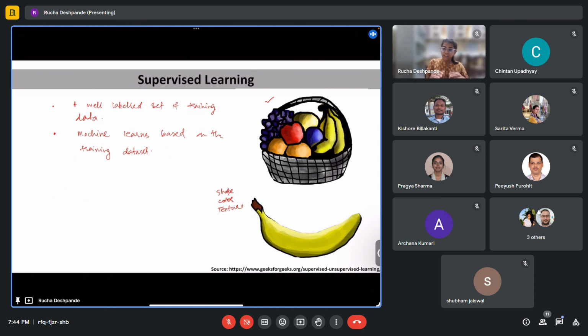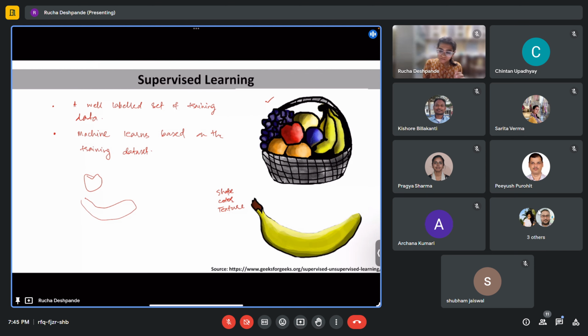So the machine would be given a set of training data sets. For apples, it would be told that any object which appears red or round has this shape, or for banana it would have an elongated shape and appear yellow. So based on different characteristics of the training dataset, the model would learn to identify different objects, and then it would classify based on its training dataset.